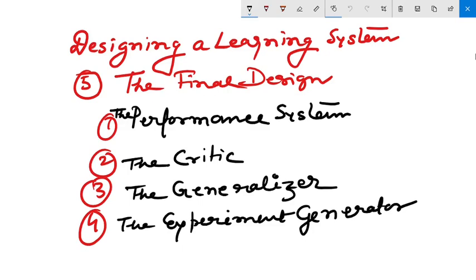Today we are going to discuss the final design. So this is the last point that we must discuss: the final design of the checkers learning system that we have taken earlier. All these points were discussed based on this checkers learning program.